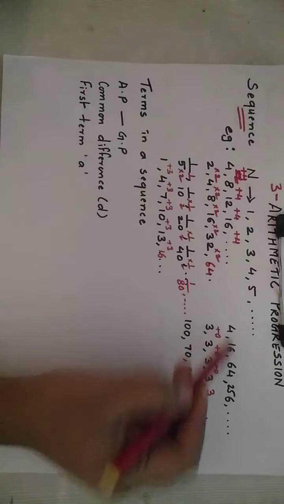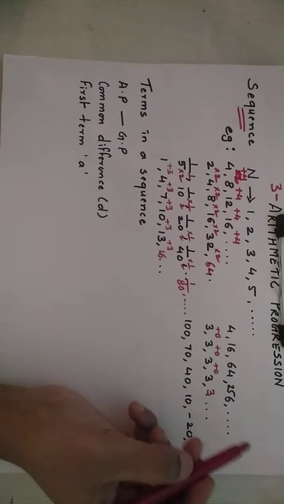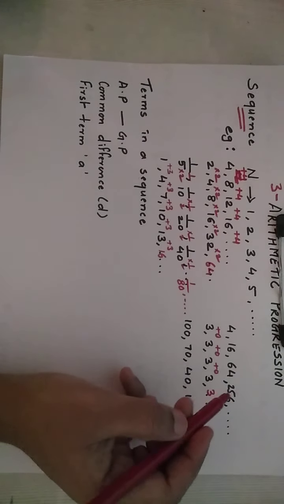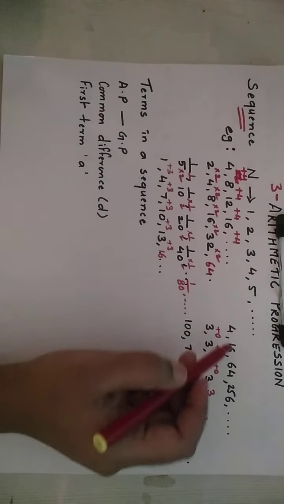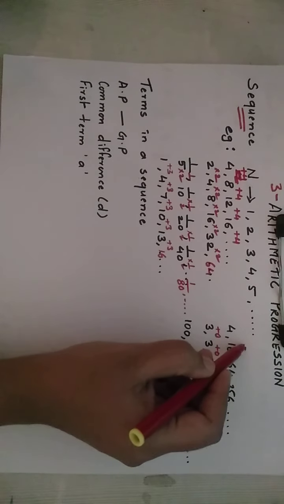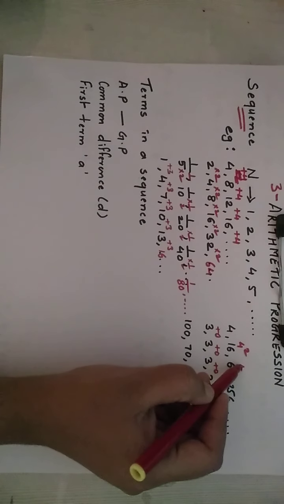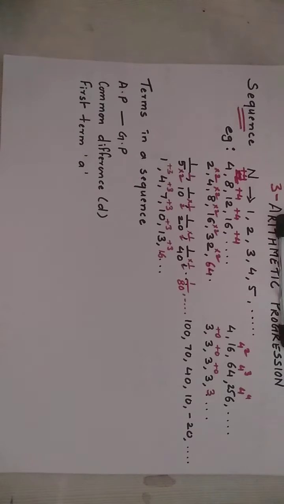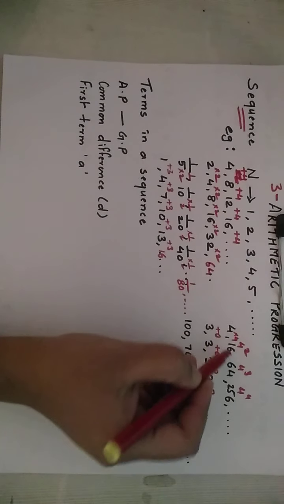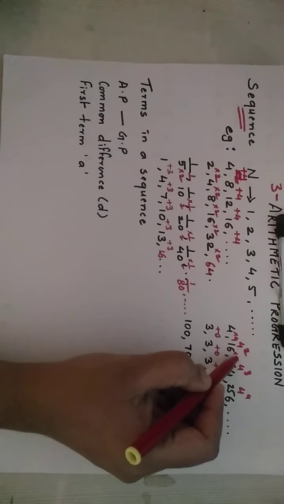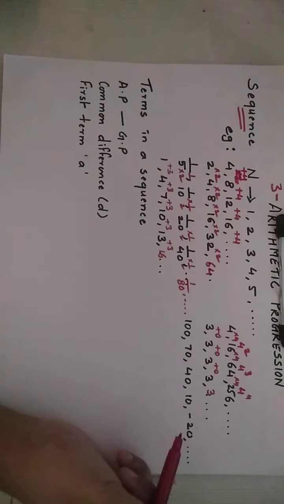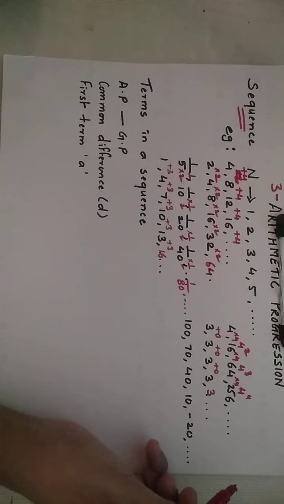This sequence: 4, 16, 64, 256. If you'll observe here, the numbers are increasing with powers. Here you have 4. This is 4 square. This is 4 cube. This is 4 raised to 4. That means every time you are multiplying by 4. 4 4s are 16. 16 multiplied by 1 more 4 is 64. 64 multiplied by again 4 is 256. So you can guess the next number.